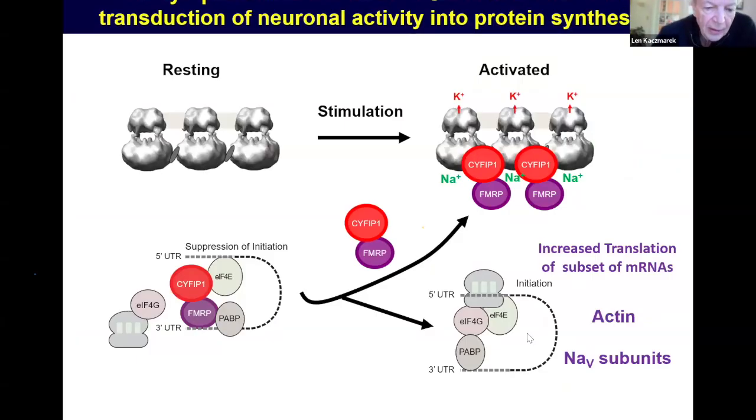In the resting state, you have clusters of channels that, when they become active, recruit CYFIP1 and FMRP to the channel complex, and that liberates EIF4E, and that can trigger the synthesis of actin. And I'm going to show you in a couple of seconds that it also triggers the synthesis of sodium channel subunits. There are probably many more. We're still looking at exactly what proteins are regulated by Slack, but at least these two we have definitive evidence for.